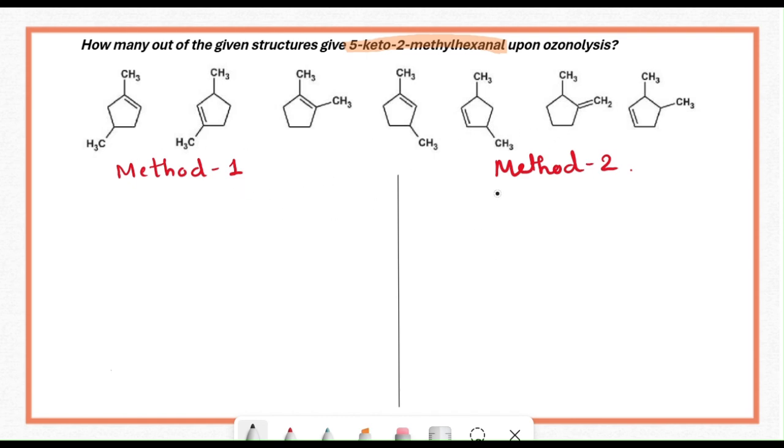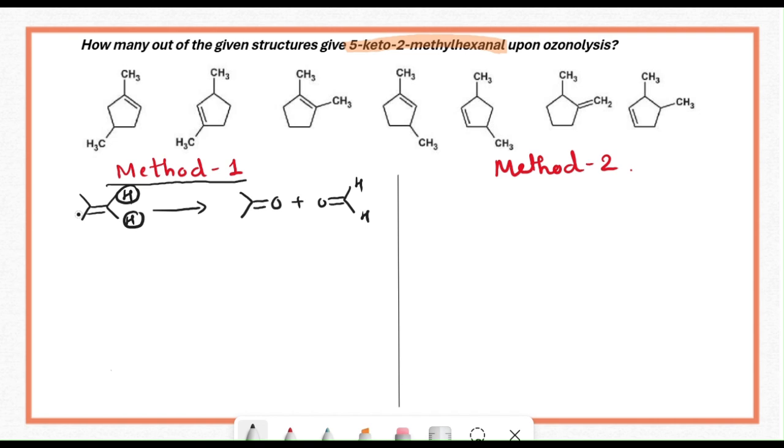I'm going to explain both the methods step by step so that you can solve any ozonolysis question easily. Alright, first, what is ozonolysis? Ozonolysis is a reaction of alkenes, right? When alkenes are treated with ozone followed by zinc and water in acidic medium, it's going to form carbonyl compounds, either aldehyde or ketone, depending on what groups are attached to the carbon, that is the sp2 hybridized carbon.